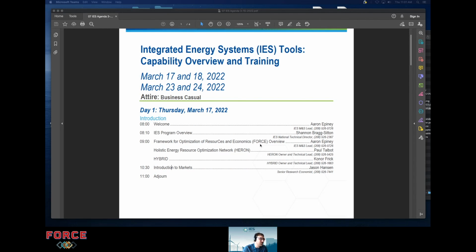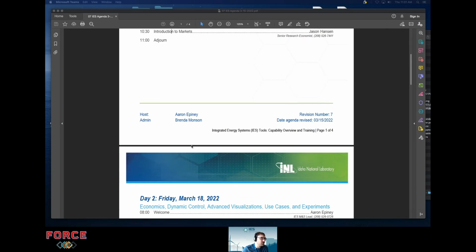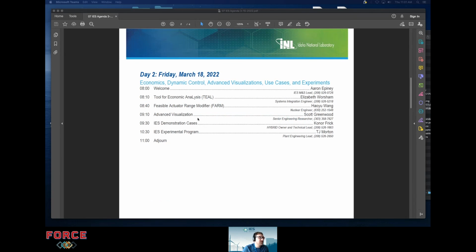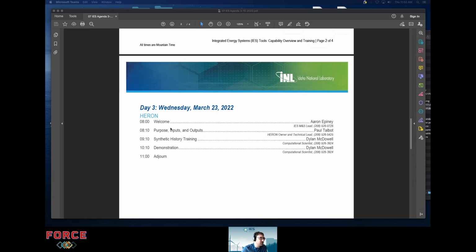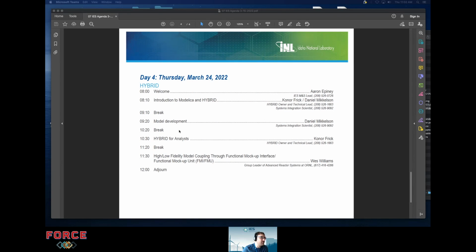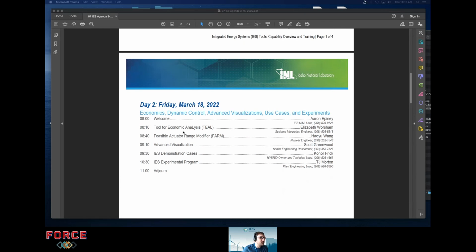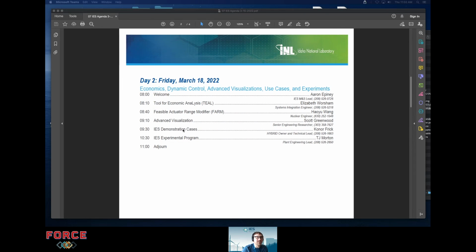As mentioned, all the tools are open source. You're welcome and invited to download them and check them out before the next sessions. The next sessions will then drill deeper into each of the tools and how to use them. So the next module is tomorrow morning, where we will talk about the TEAL and FARM components, and then again get some insights in how to visualize results, get more details on the demonstration cases, and get an overview of our experimental program. And then next week, as mentioned, the full day HERON and the full day hybrid trainings on Wednesday and Thursday.